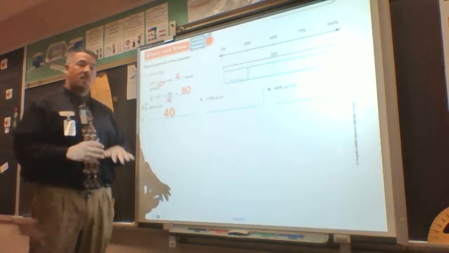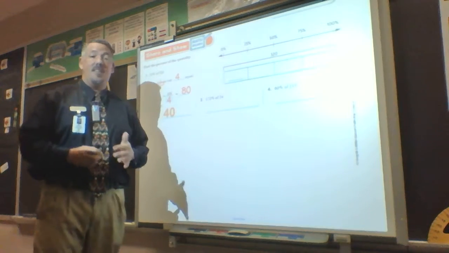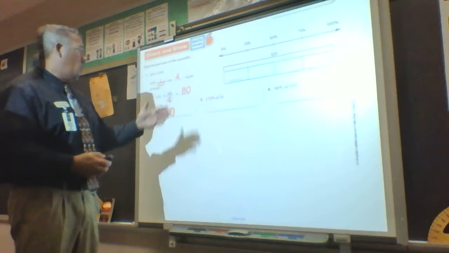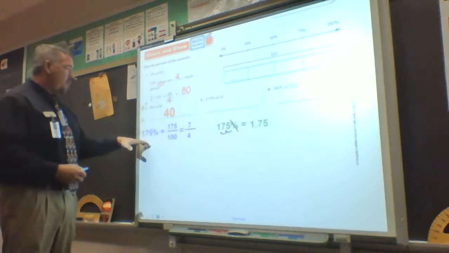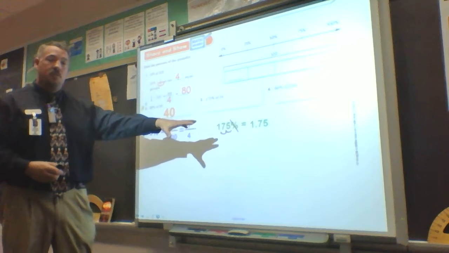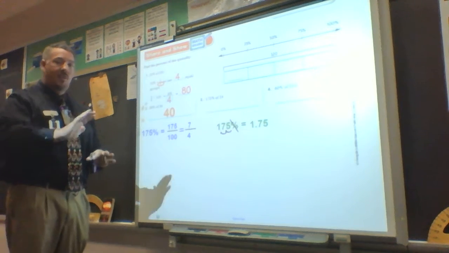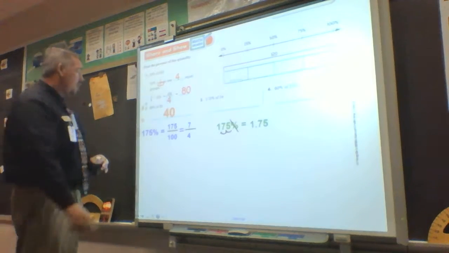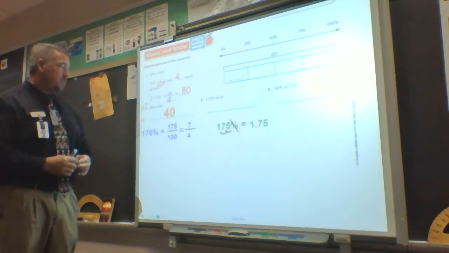When I look at question number 3 then, it asks about 175% of 24. Well, 175% is what I'm using, so I'm going to set it up as my percent, or as my fraction. I'm going to set up my percent as a decimal. I put 175, whatever the percent is, it doesn't matter that it's over 100. I put it over 100. I can have an improper fraction.